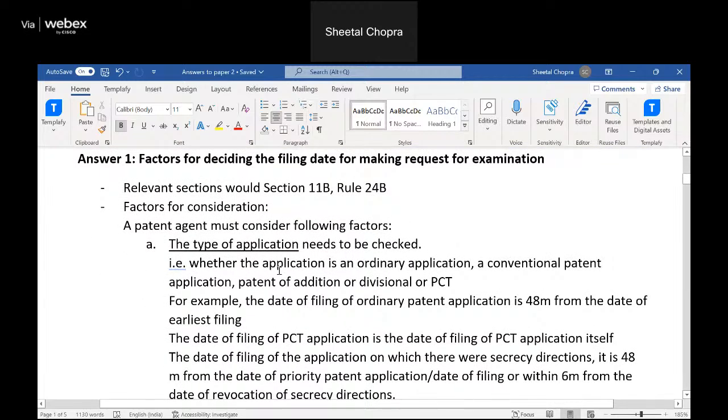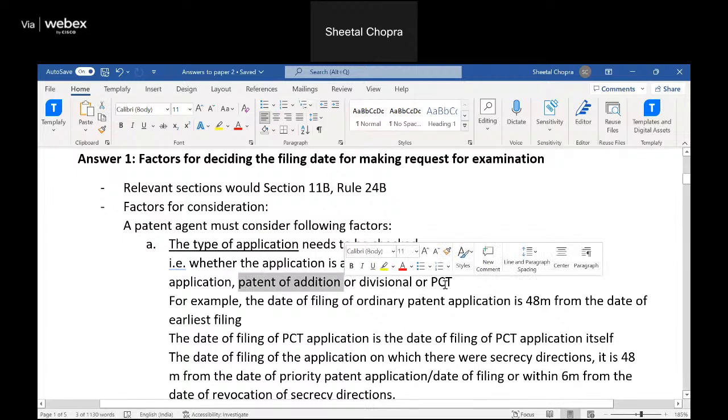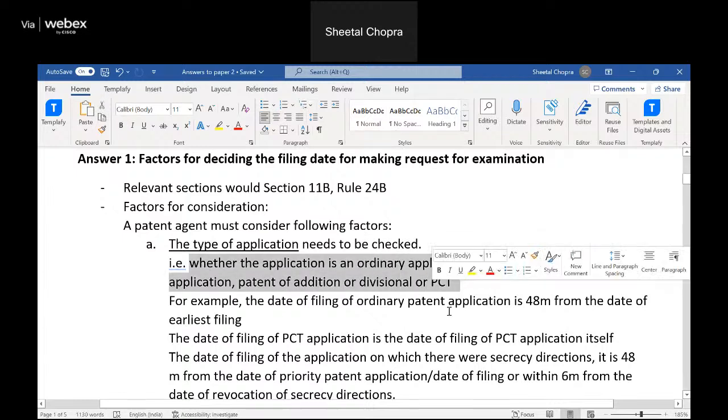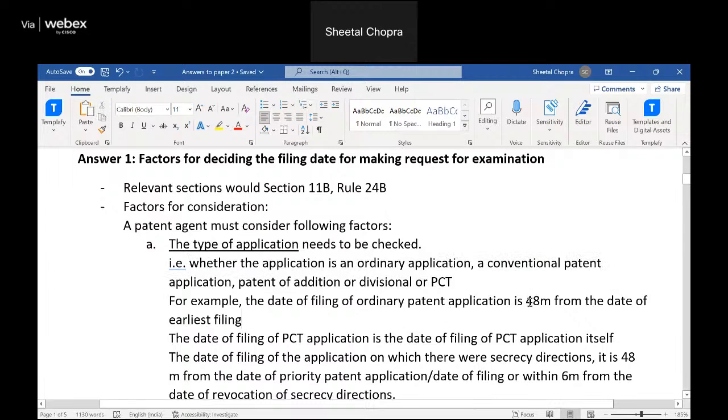The first factor that one has to consider is what is the type of application, whether it's a convention application, a patent of addition, divisional, or a PCT. Because for each of these patent applications, there is a different date which is being prescribed in these particular sections and rules as to when a request can be filed.